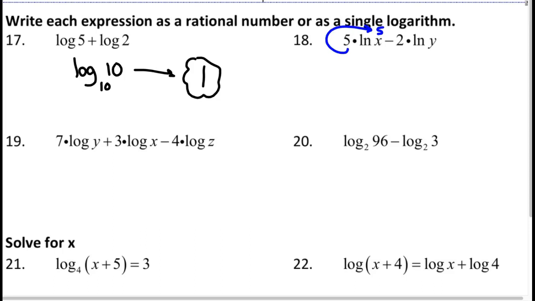Okay, next one, we got a number out in front, so that can be an exponent on the x, so that'll be an x to the 5th. We got a 2 out here, so that'll be a y squared. So we can put both these natural logs together. They both have the same base e, and that's going to be a divide because it's subtract, so we use the quotient property. x to the 5th over y squared. Can't do anything left with that.